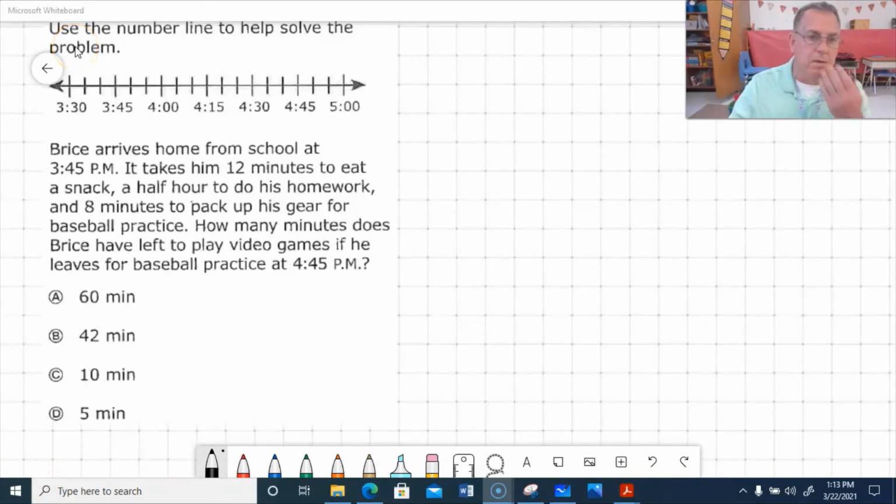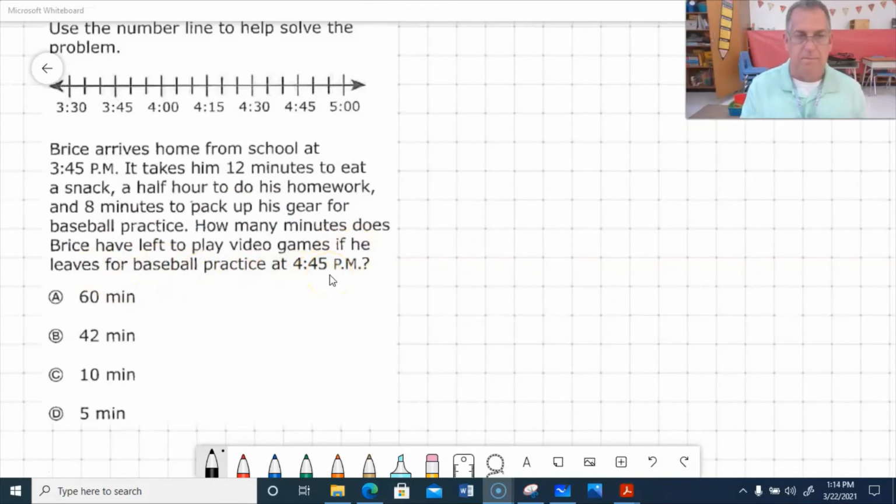Okay, we're going to work on some guided practice problems here, so go and follow along as I read. It says, use a number line to help solve the problem. So we're going to use a number line to help solve the problem, then we'll try a different way too. So it says, Bryce arrives home from school at 3:45 p.m. It takes him 12 minutes to eat a snack, a half an hour to do his homework, and 8 minutes to pack up his gear for baseball practice. How many minutes does Bryce have left to play video games if he leaves for baseball practice at 4:45 p.m.?